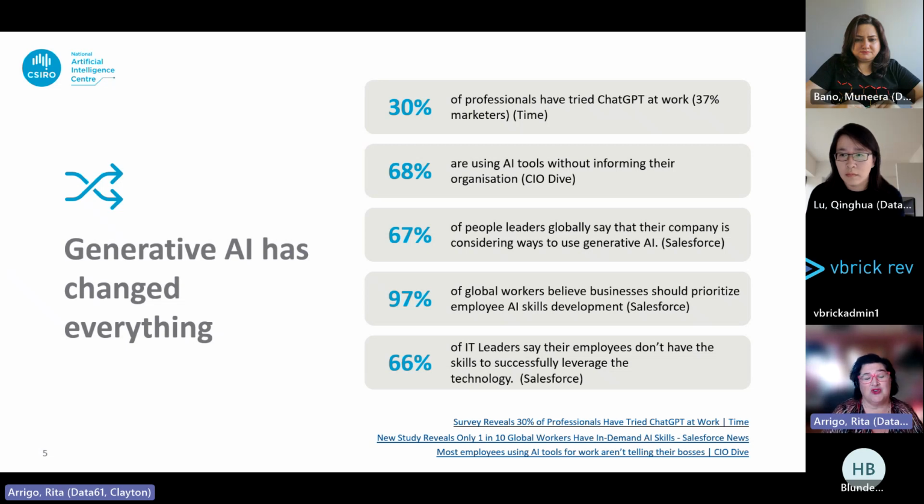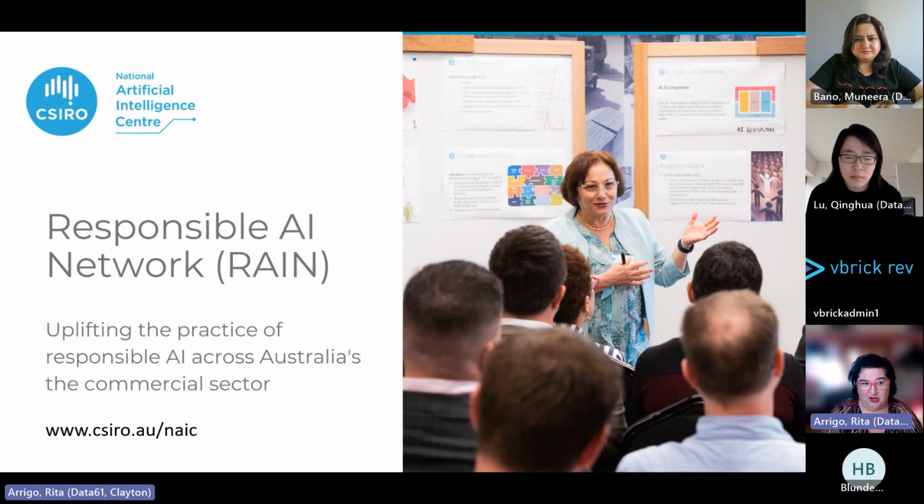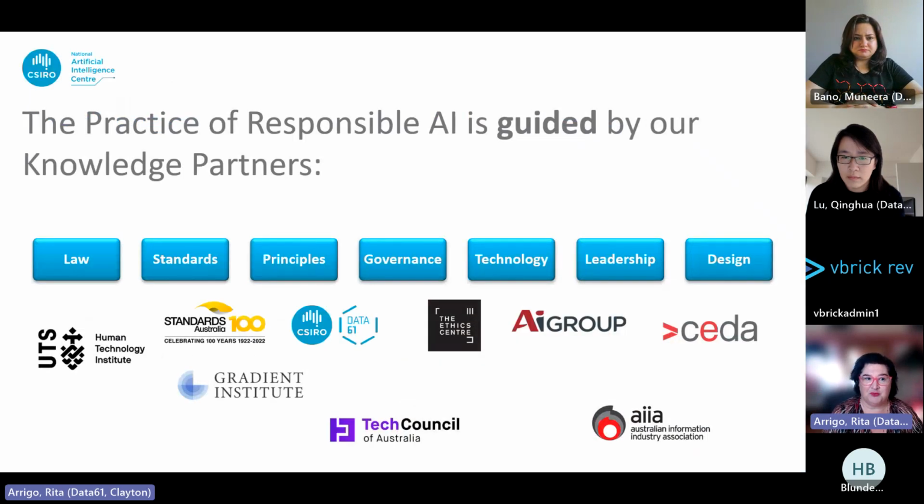So today, we're really trying to embrace these changes that generative AI and responsible AI is bringing with the Responsible AI Network, which is about uplifting the practice of responsible AI across Australia's commercial sector. And we're doing that across a range of pillars: law, standards, principles, governance, technology, leadership, and design. And today, we're focusing on the work that CSIRO Data61 does across principles, governance, and technology and design.